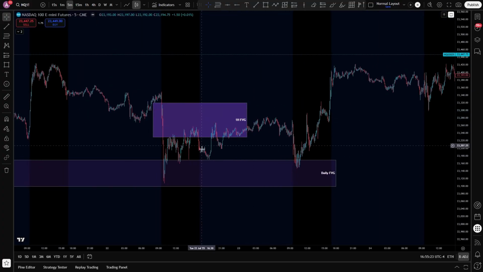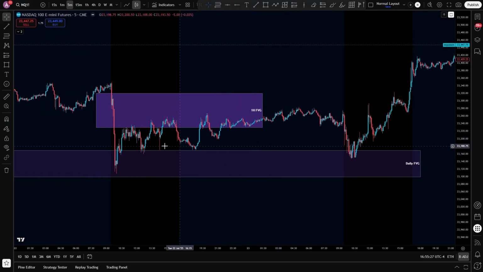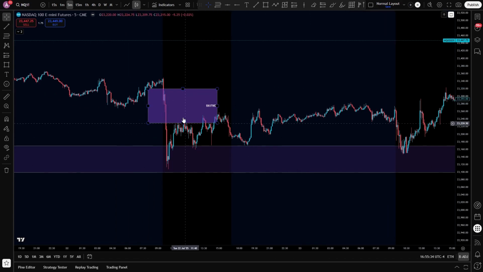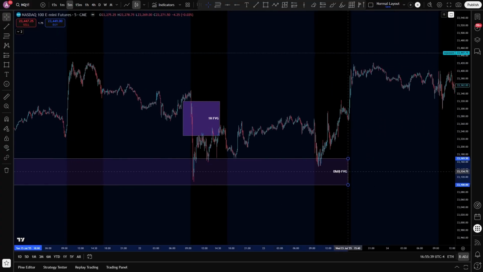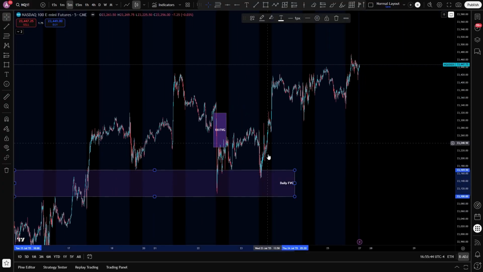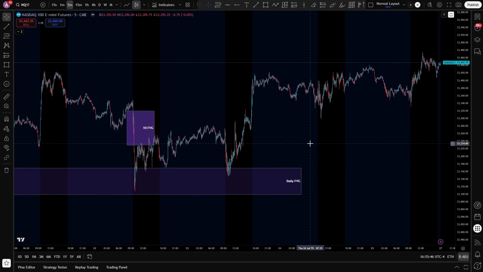Let's say you take a long here. And this is going to be an area of problem for you, because the price will still react from it, but it's not as important as the daily. And you can see, for example, in this example, the daily obviously continued the market movement upwards.